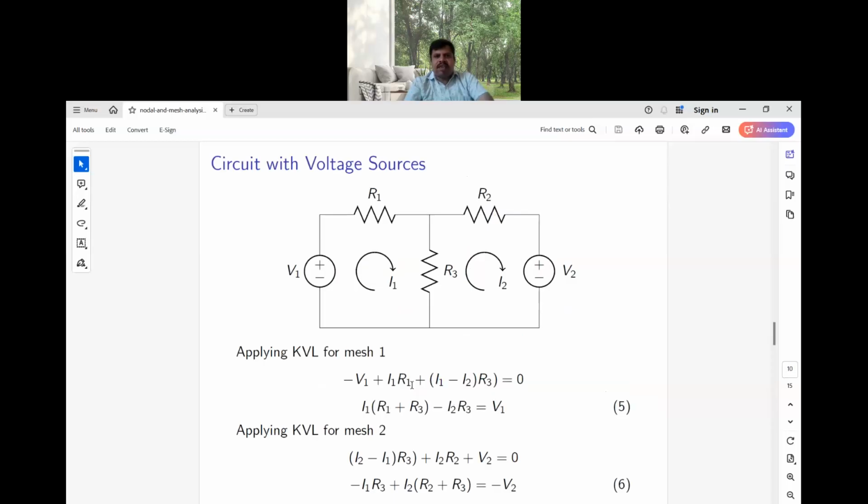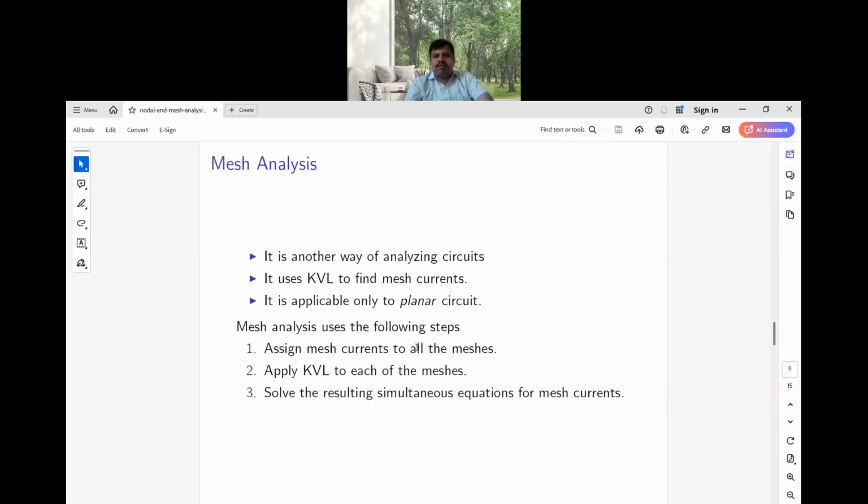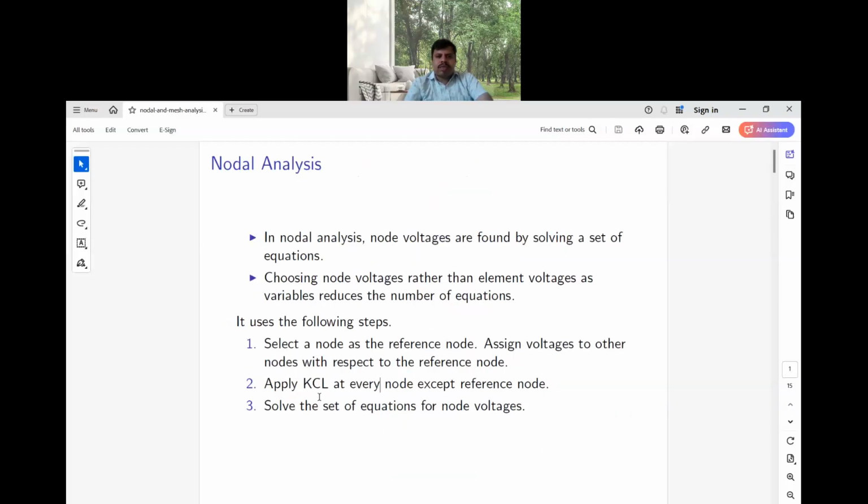What is KCL? KCL states that at a particular junction of a network, the algebraic sum of currents is equal to 0. That is, the currents entering a junction are equal to the currents leaving that junction. Junctions are also called nodes. So in nodal analysis, we find node voltages by solving a set of equations.